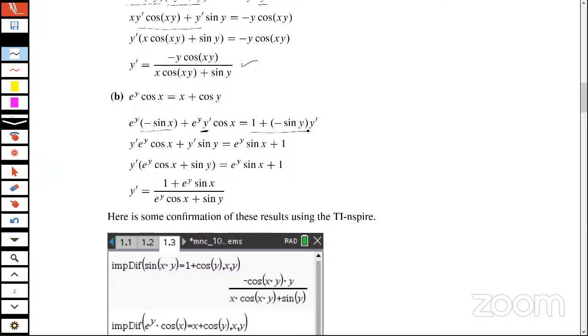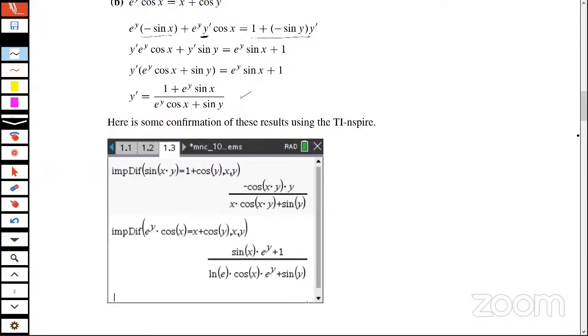Derivative of the right-hand side. Okay, same strategy. Get all the terms with y prime to the left-hand side, do a little bit of factoring, and there's what I got as an answer. And I like to confirm or check my results. So I did that with the TI-Nspire using this expression, using this function, implicit differentiation. I think I got the right answers there.